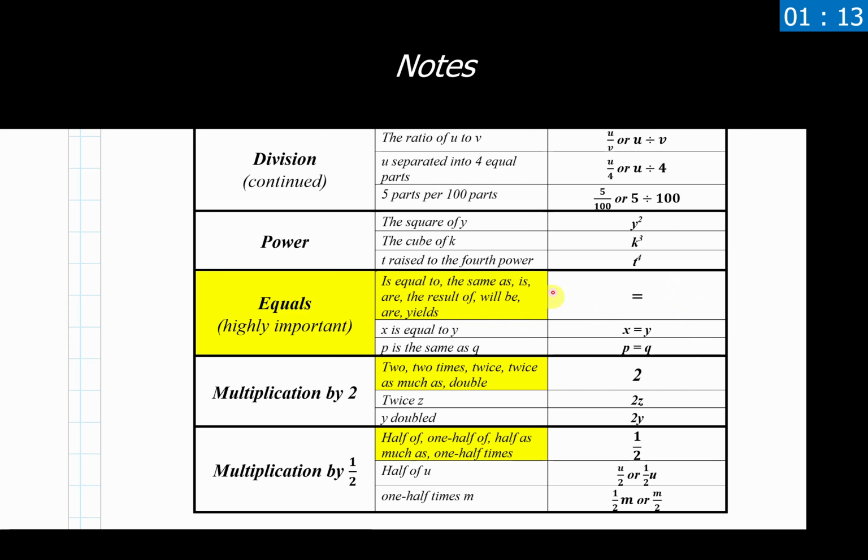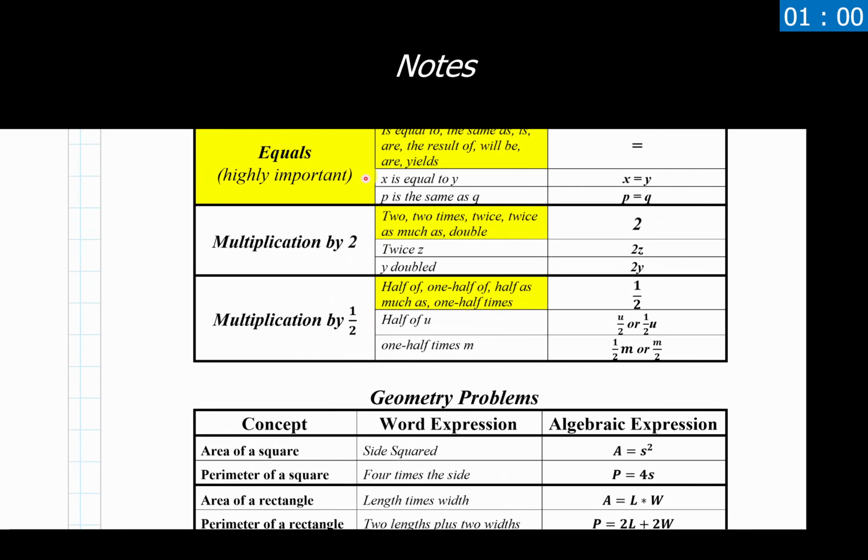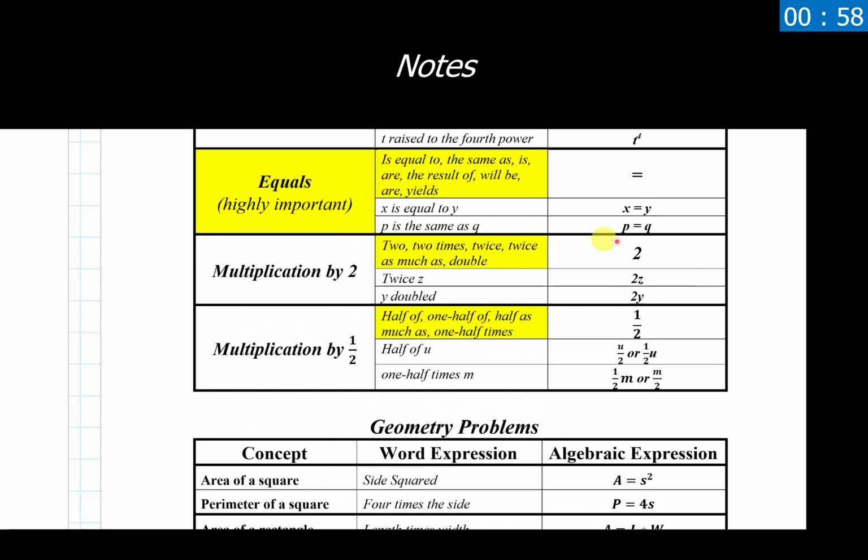So keep an eye out for these buzzwords as we are going through these problems, because this is going to help break things down into smaller, probably more manageable parts and make translating these things a lot easier. The last ones we have multiplication by 2 showing up in here, some different ways that can be denoted. Multiplying by 1/2 or dividing by 2, as we see with a couple of examples written in right here. So a few ways that can be written out.